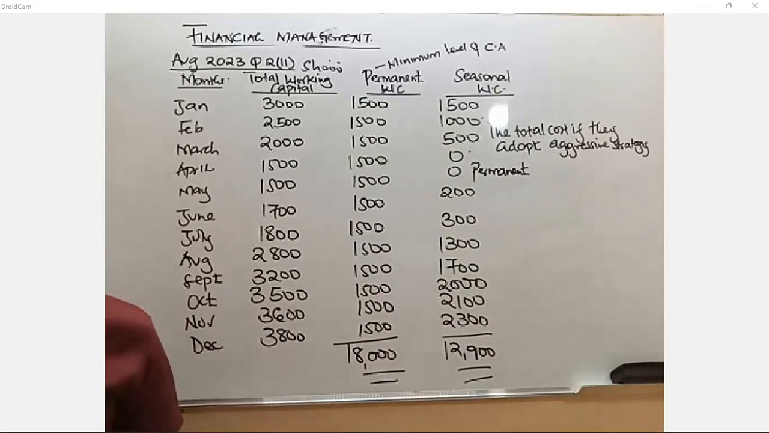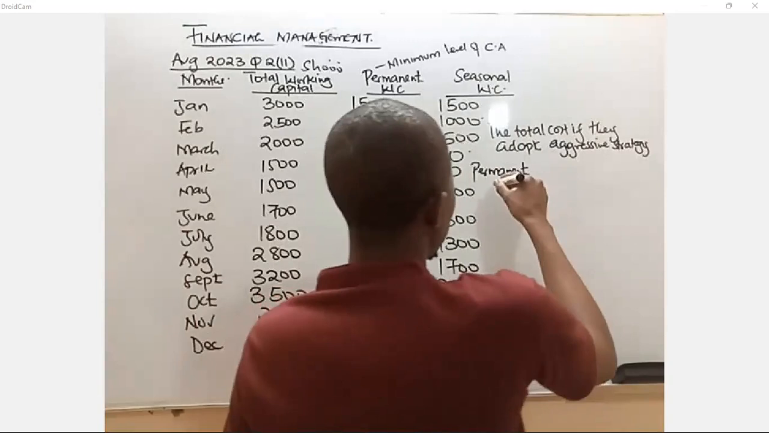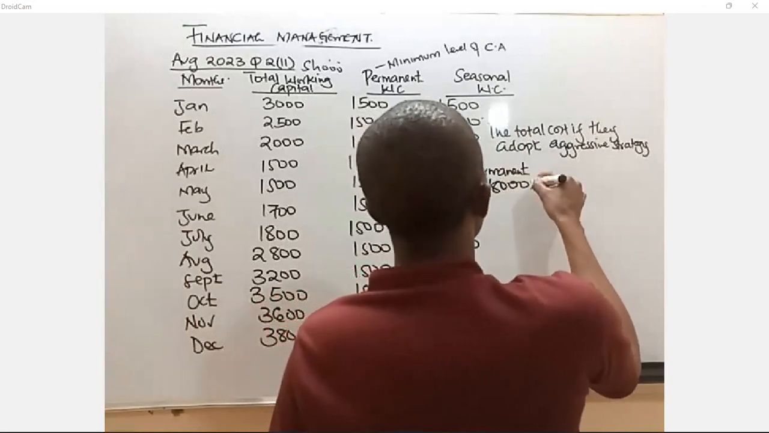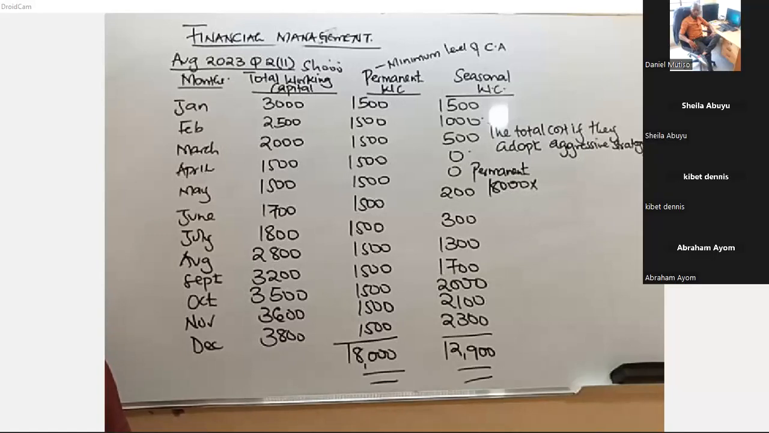So in this case, it means we just need to take 18,000. It should be 18,000, right? It will be 18,000 here times 18,000. The farmer adopted an aggressive policy in financing working capital needs. 80% of the farm's permanent working capital is financed using the short term. So how much is our short term? Right? How much is our short term there?